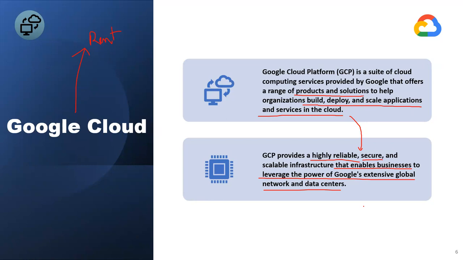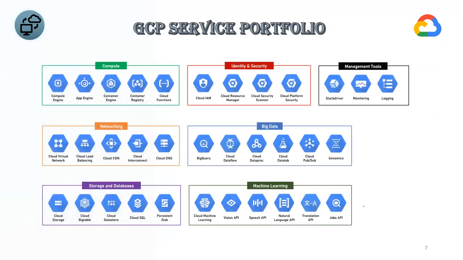In our upcoming sessions, we are going to work on Google Cloud Platform only for the next 40 plus hours. So you will understand everything. Don't worry. So this is the service portfolio where all the services are categorized. Only the most commonly used services I have categorized. You have plenty of other services as well. Compute, identity and security management tools, networking, big data, and storage and databases. Our main focus is on this.